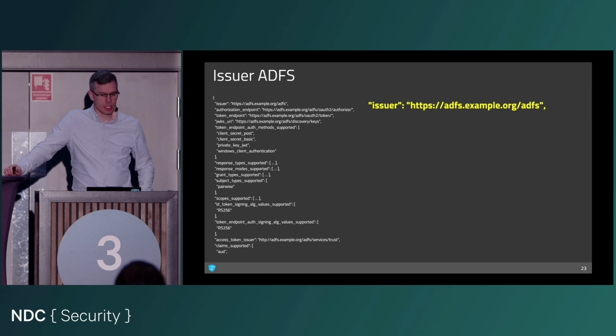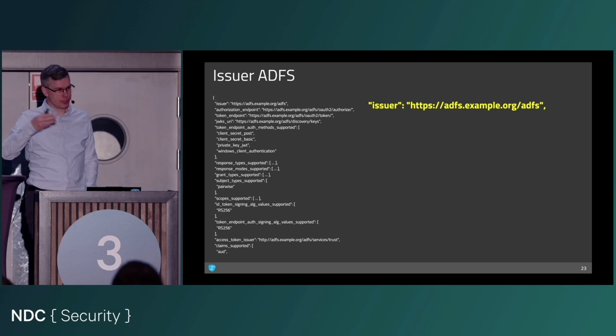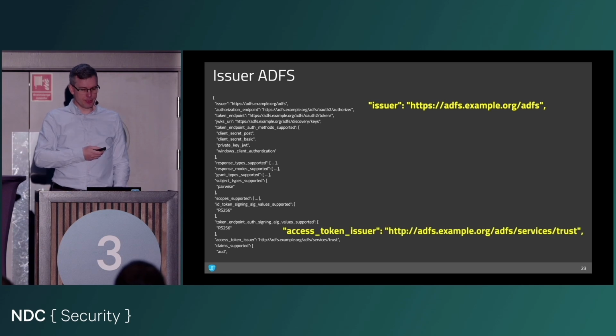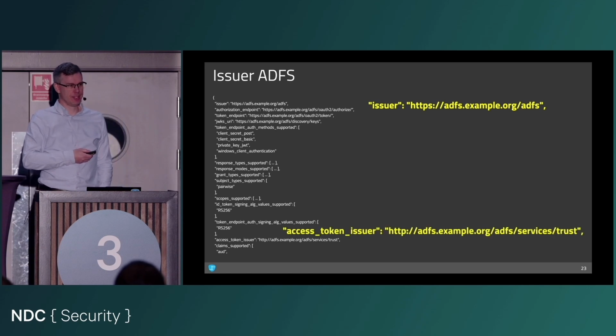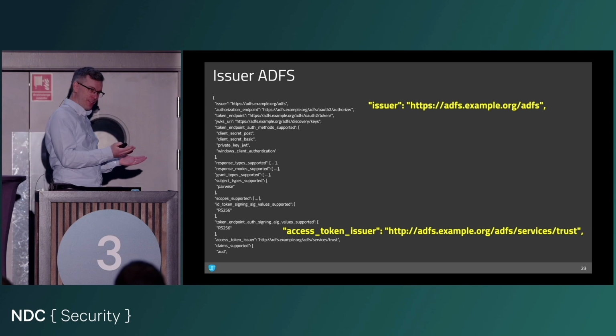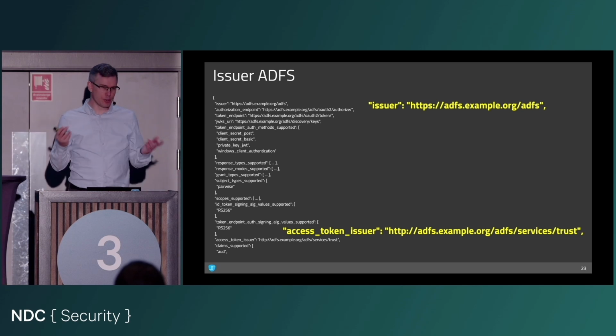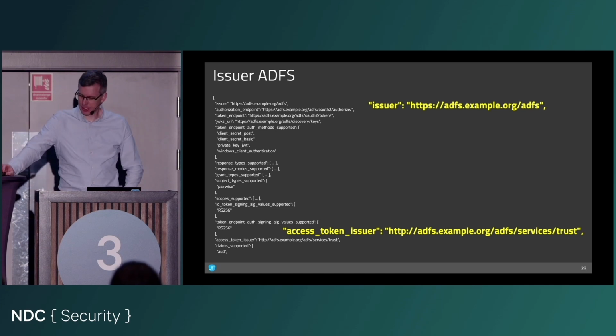We have the issuer here, adfsexample.org/adfs. I think they created this URL as the issuer to allow the discovery document to follow the pattern of other paths in ADFS. But then we have another one, access token issuer. So it's actually using different issuers for the access token and for the ID token. And if you have a normal client library in an API that downloads the discovery document, it will go and check the issuer. So you would have to do that.